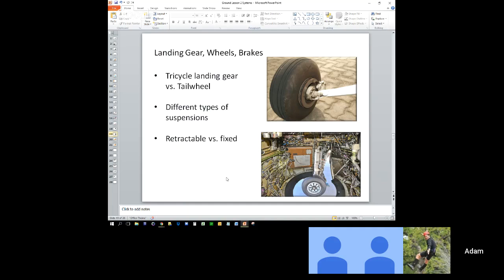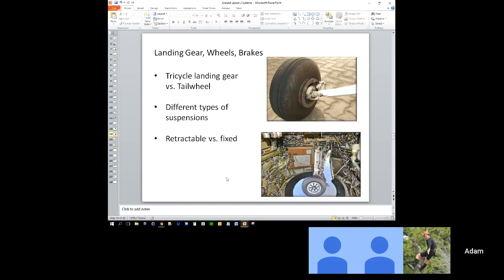This configuration becomes more popular today because it allows better visibility out of the cockpit. It's also safer. When you're coming into land, you need to brake aggressively. If you're in snow or rain conditions, you can do so without worrying about nosing the aircraft over. Tricycle landing gear is typically what everybody learns on. Not everybody, but typically.